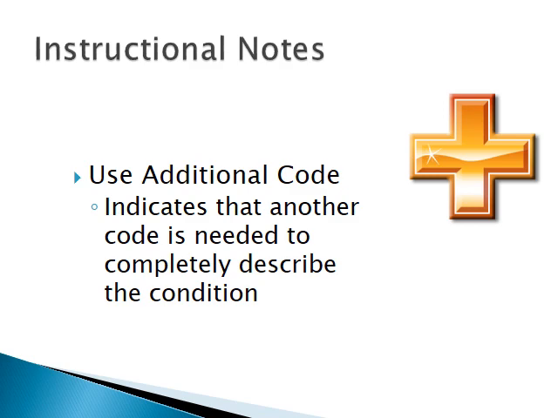Similar to the code first underlying condition instructional note, the use additional code instructional note tells the coder that another code must be assigned. The use additional code instructional note indicates that another code is needed to completely describe the condition.